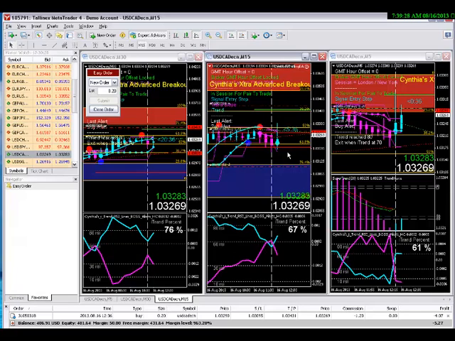This is not a really great news event, but if the price action was really fast, it would trail it and manage the trade for us, and we don't have to even worry about it. We just sit back and watch.